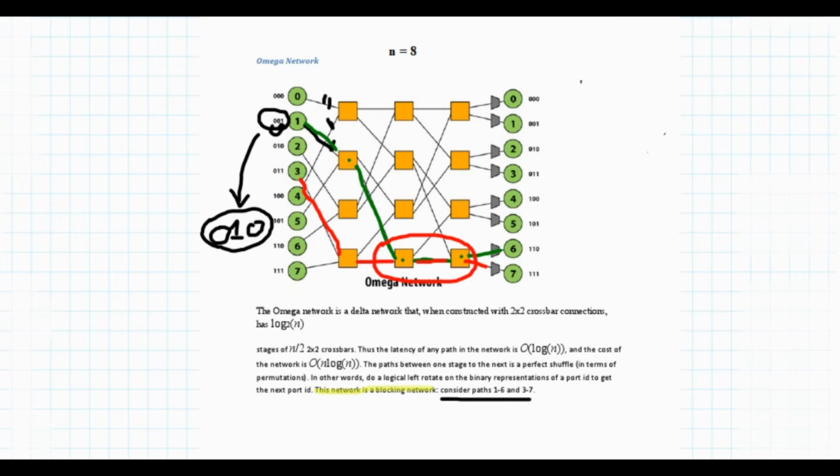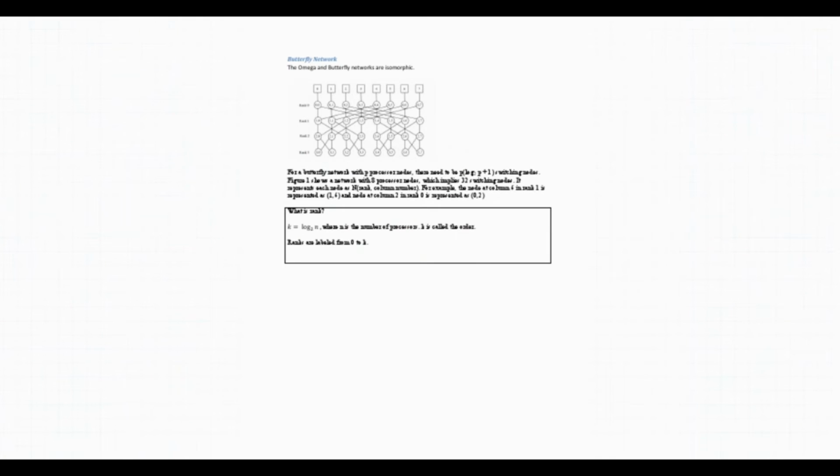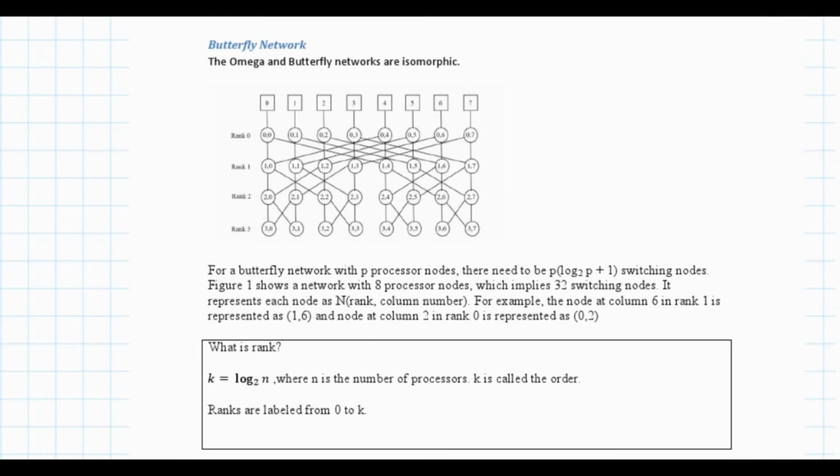Now, let me look at another kind of multi-stage interconnection network called butterfly network. It is a bit complicated, or it may seem complicated.